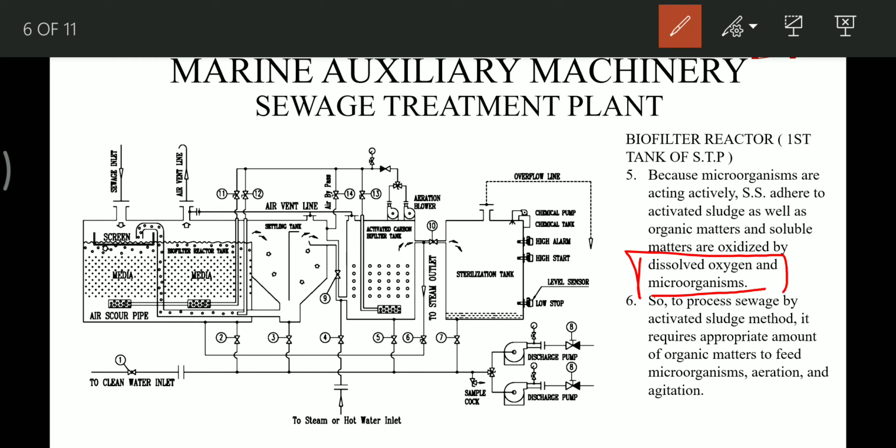So to process the sewage by the activated sludge method, it basically requires, as I have already told you, an appropriate amount of organic matter to feed the microorganisms, then the aeration, that is the air, and agitation, so that proper mixing of air with the sludge can take place. So agitation, aeration, and microorganisms are the main three components which are required for the sewage treatment.